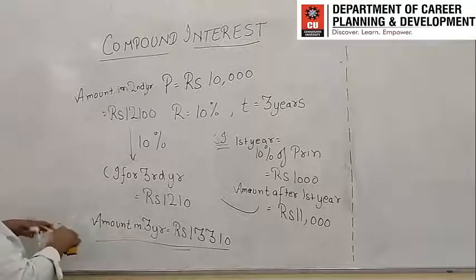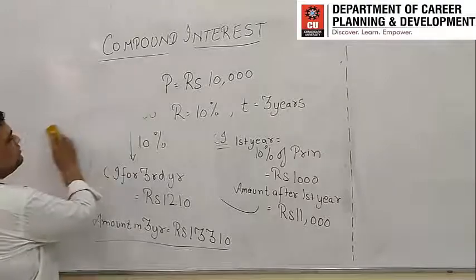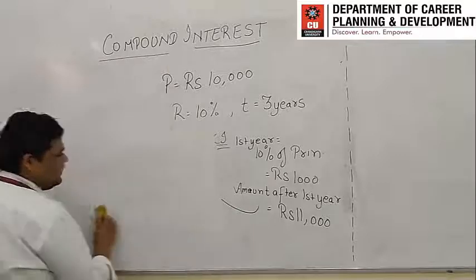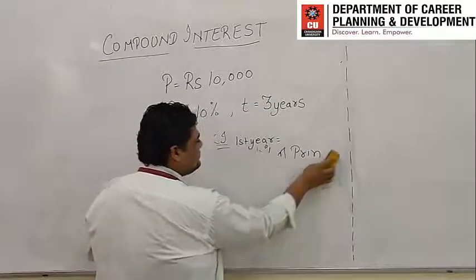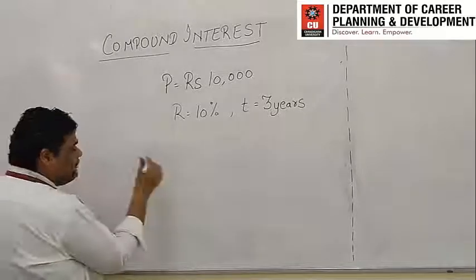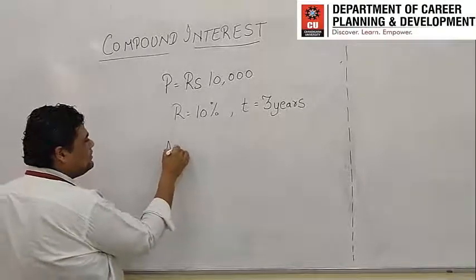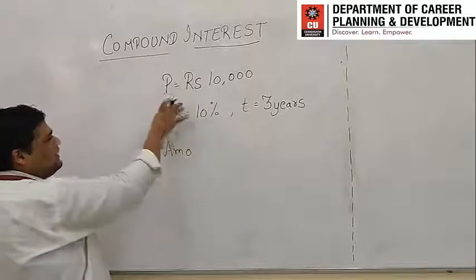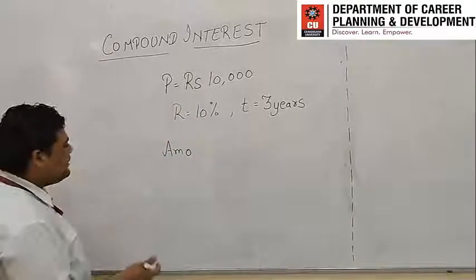Now let's see this concept by means of the formula. Firstly we will see the formula, then we will see the shortest way to solve these types of questions. So the formula to calculate the CI will be, here we always calculate the amount, and to calculate the compound interest we will subtract the principal from the amount, and we will get the compound interest.